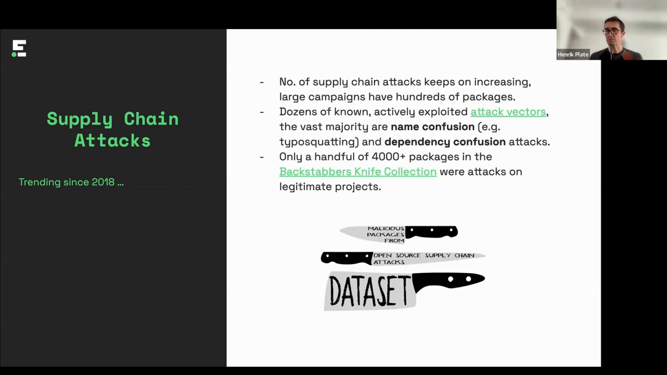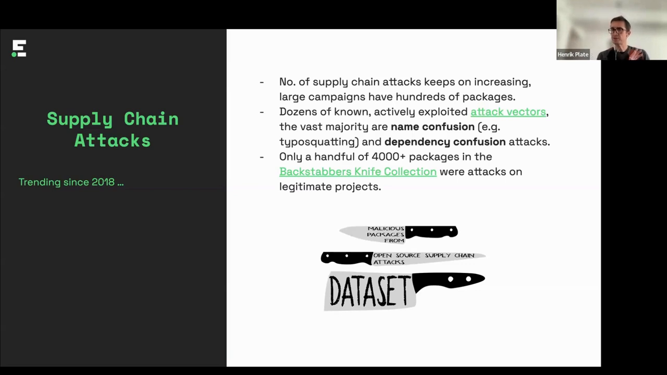So for example, the Backstabber's Knife Collection, which is a pretty unique data set of malicious packages, so really the tarballs that were used by the attackers, out of the 4,000 plus packages that are part of this data set, only a handful of packages were attacks on legitimate projects, and all the rest were really name confusion and dependency confusion attacks. Again, maybe a quick explanation.